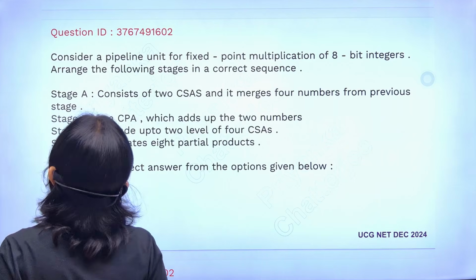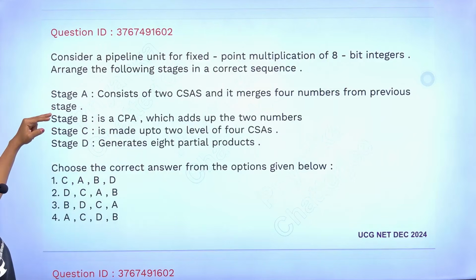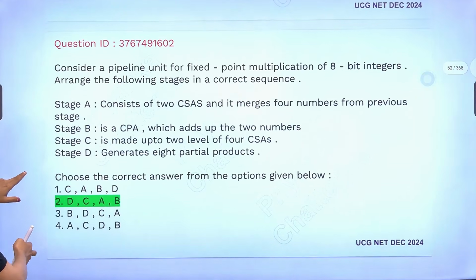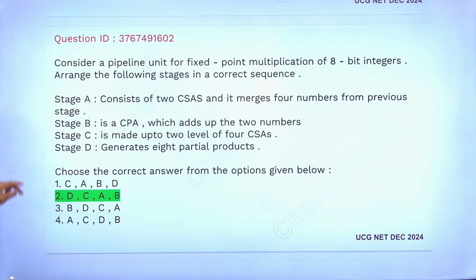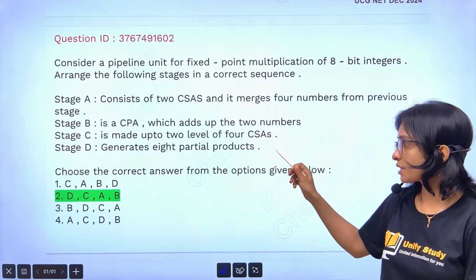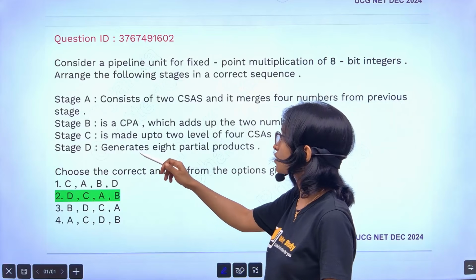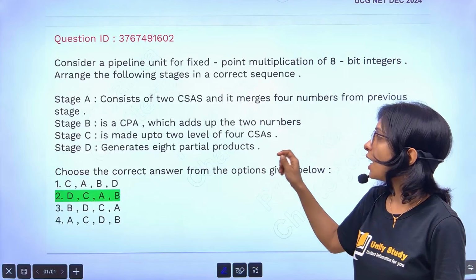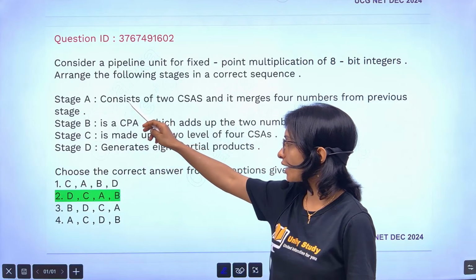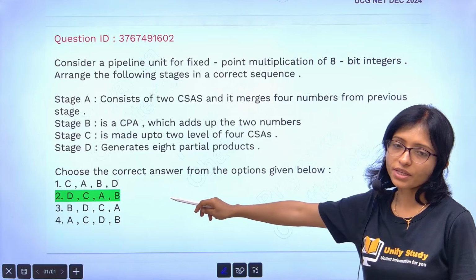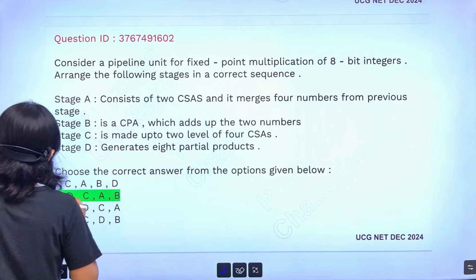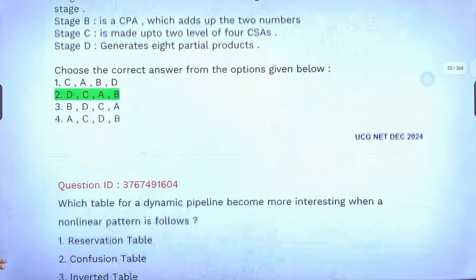Here, stage 1, stage A, stage B, stage C, stage D. 4 stages are given for the fixed point multiplication. Just now previously they asked about floating point arithmetic. Here it is fixed point representation. How are we representing the fixed point? First generate the 8 partial products. After that, reduce to the equivalent 4. Then after that you go for A, then finally B. This is the sequence of how we represent the multiplication. So directly from the question also you can learn. Your answer is option 2.